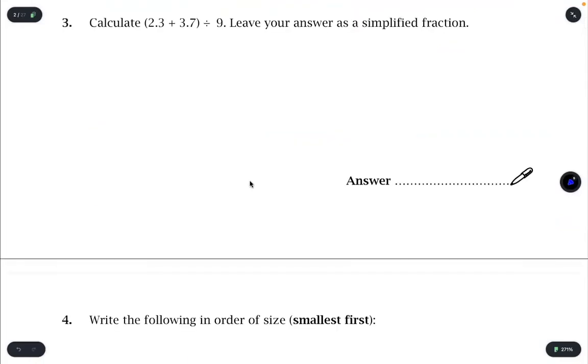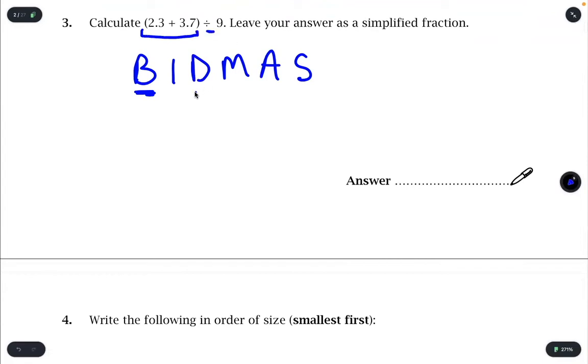3. Calculate 2.3 plus 3.7, which is all in brackets, divided by 9. Now, with this type of question, we need to use a rule known as BIDMAS, which tells us what order to do our operations in. Anything in brackets we do first, i.e. this we do first. The only other operation we've got here is division, which is all the way here under the D. So we do the brackets first and then we do the division, even though there's addition within the brackets, which comes later.